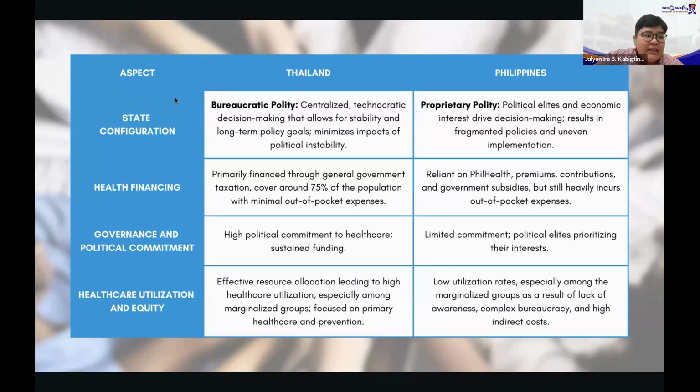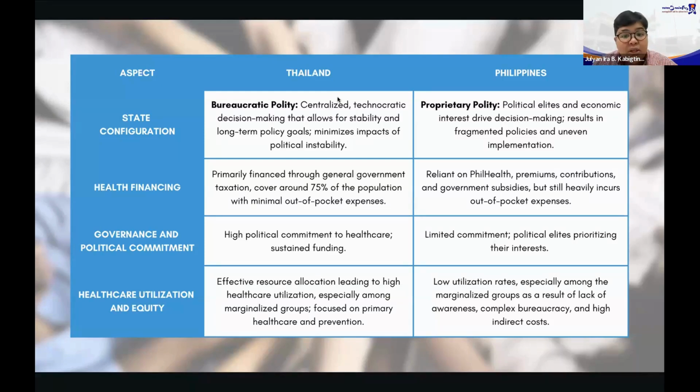So again, in terms of health financing, it is very reliant on PhilHealth. As you can see, there has been an increase in the contributions to PhilHealth. However, in recent years, PhilHealth has also experienced many controversies, and these remain unresolved up until now. So there is wavering trust when it comes to PhilHealth as the primary mechanism for implementing universal health coverage here in the Philippines.